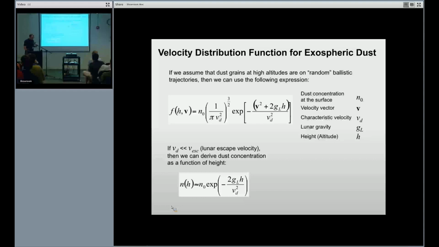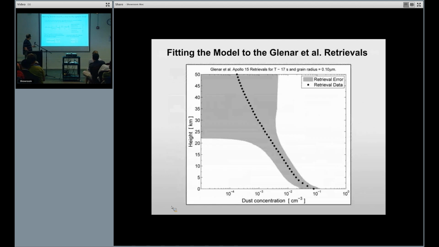If you assume that the characteristic velocity is a lot less than the escape velocity, which is a pretty reasonable thing to do, then you can derive an expression for dust concentration as a function of altitude. And you can see this exponential form looks pretty familiar. Basically, the dust scale height tells you about the characteristic velocity, if you know what gravity is, which you do. So this is a neat way of being able to extract information from that data.